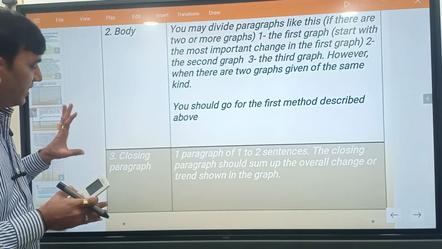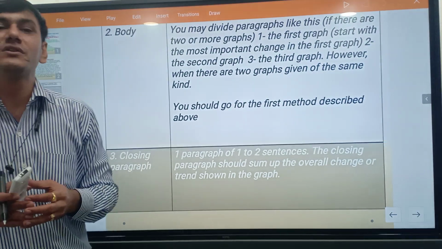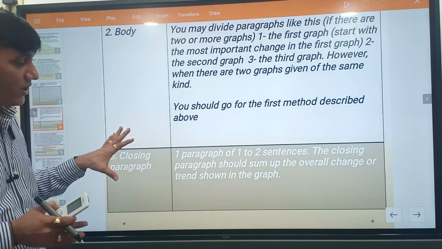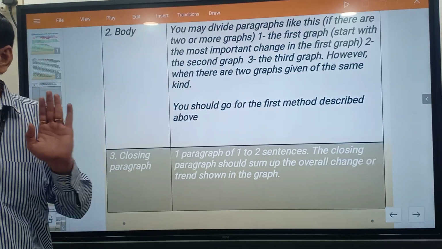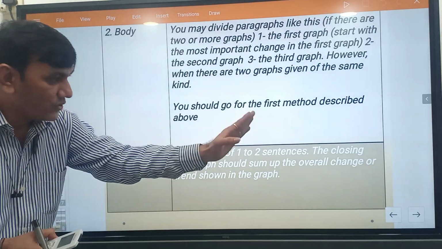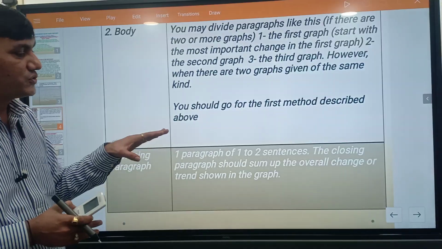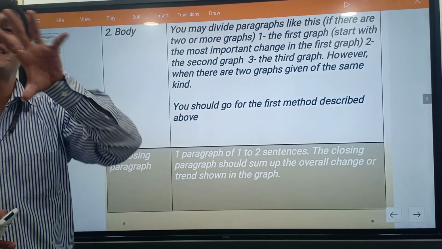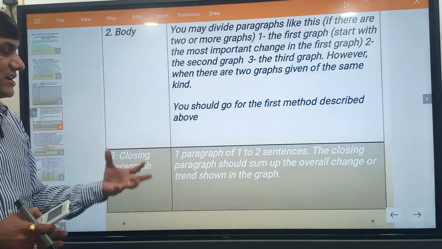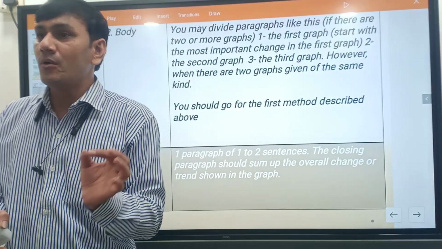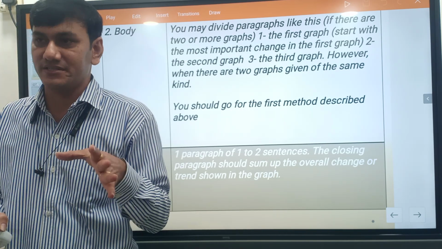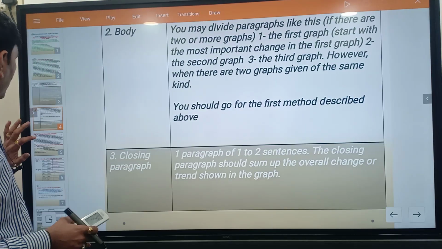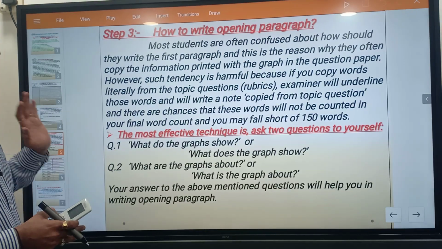Clear? Now, the closing paragraph is also called overall paragraph. In overall, 1 paragraph of 1 to 2 sentences. So what you are going to write in a closing or overall paragraph, you should write a sum up. That means overall changes or overall trend shown in the graph. Means most important striking changes and least important striking changes. Clear?